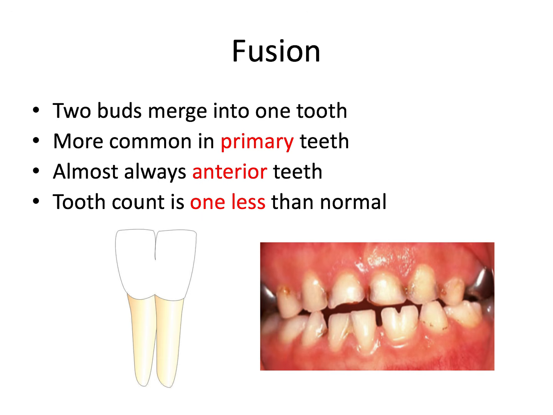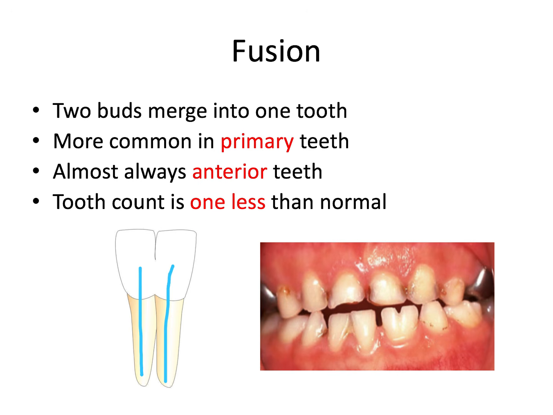All right, so fusion is where two buds merge into one tooth. Or better yet, I should say two adjacent caps merge together early on in tooth development to create one tooth entity. Now, interestingly enough, these two fused teeth still have separate canals. So they're each going to have their own separate root canal.